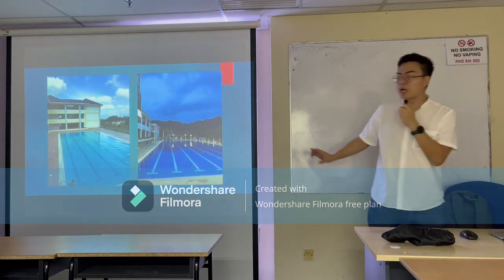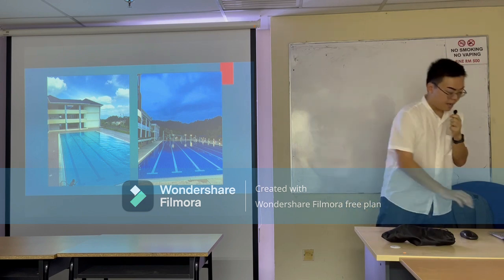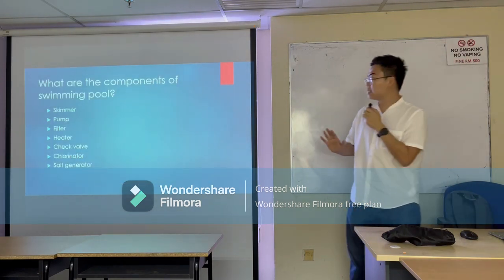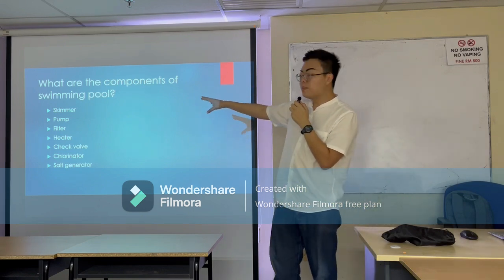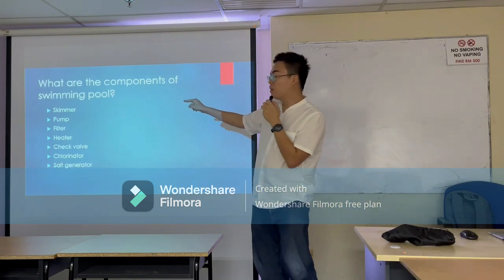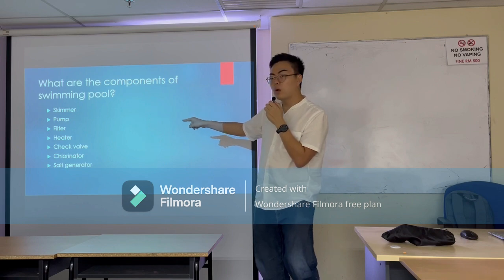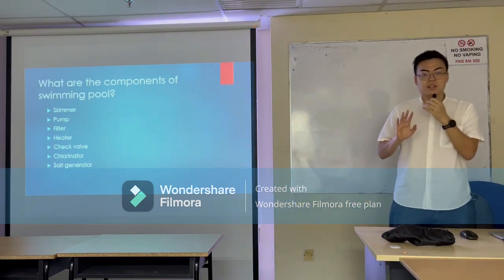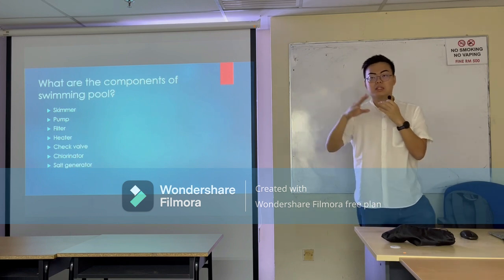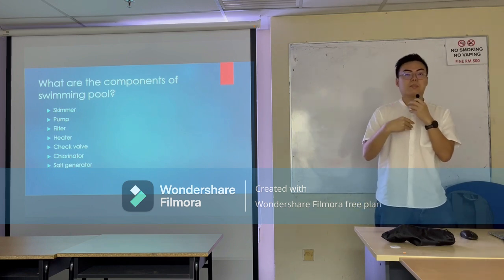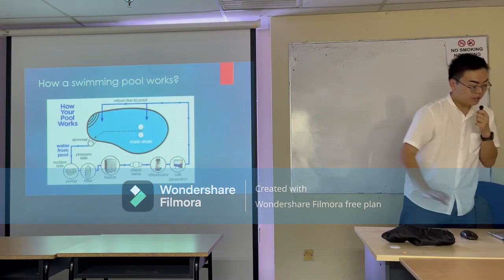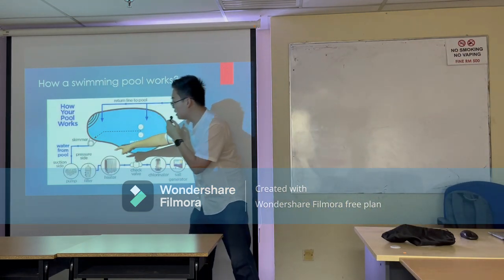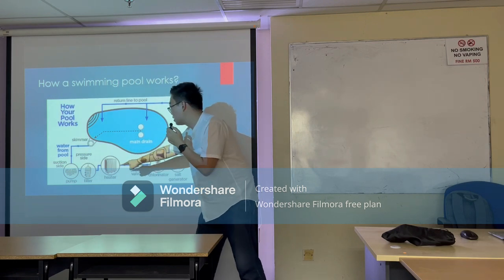So this is how a swimming pool looks like. And then what are the components of the swimming pool? As you can see, there are a few important ones: skimmer, pump, filter, heater, check valve, chlorinator, as well as salt generator. Basically, these are the processes where they filter the water to ensure the water flows in proper order. So this is how a swimming pool works. As you can see, this is a pool, and all these are the important critical components located inside the pool.